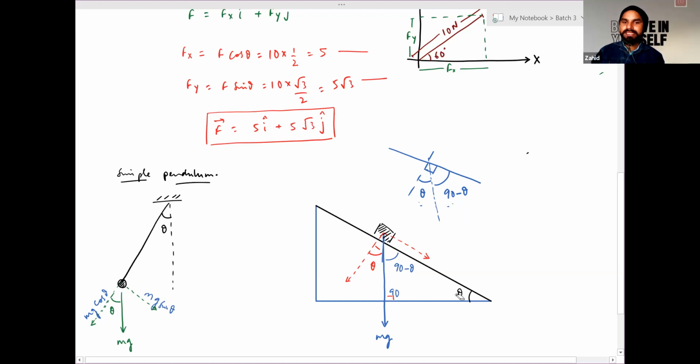If this is theta, this is 90 degrees. So the sum of these two angles must be 90. If this is theta, this must be 90 minus theta, which I have written here. And for this line, which is perpendicular to this particular plane, the sum of two angles must be 90. So if this is 90 minus theta, this must be theta.